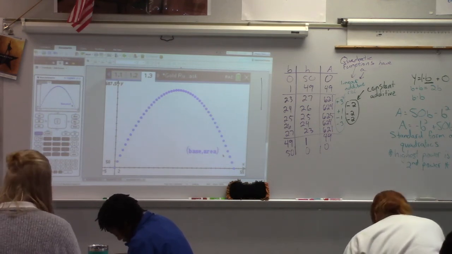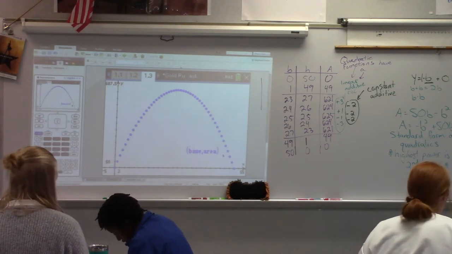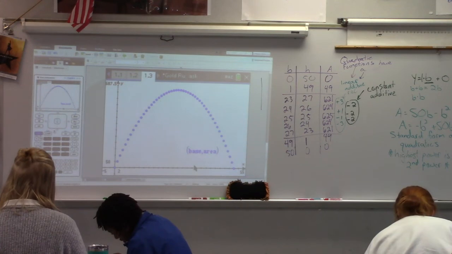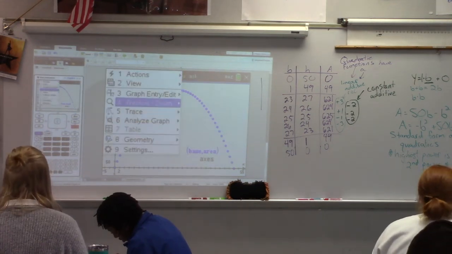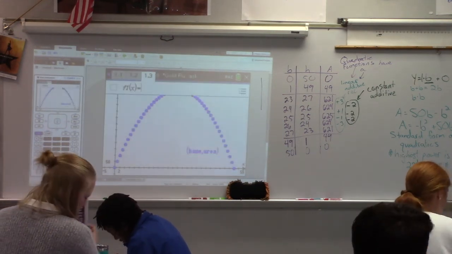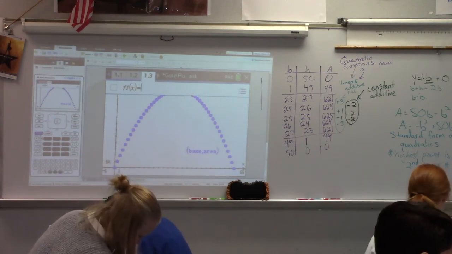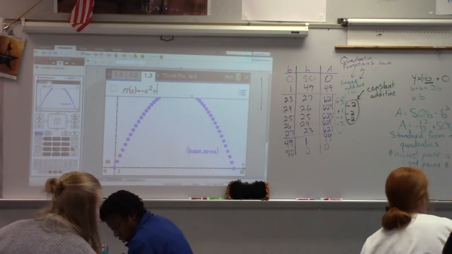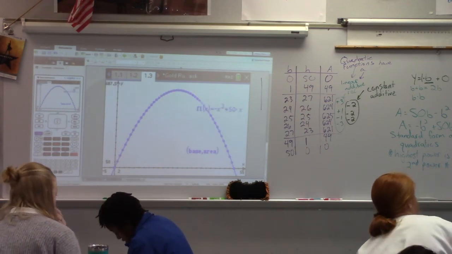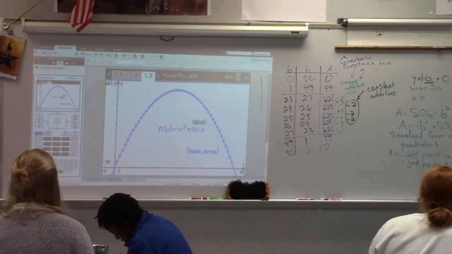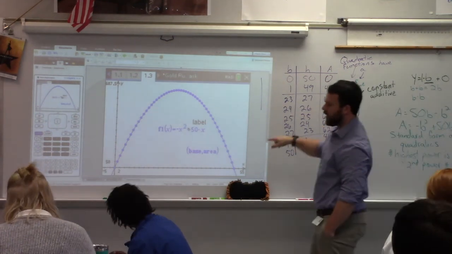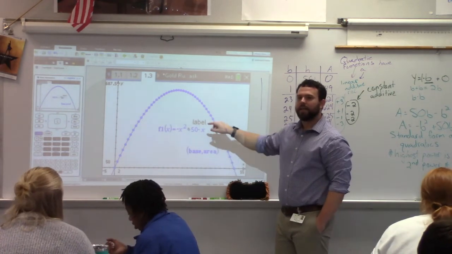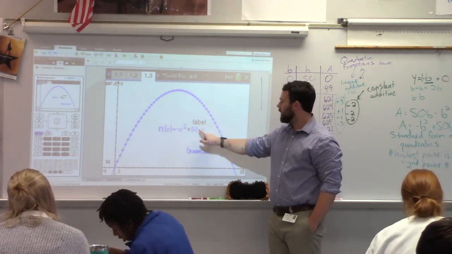Okay, so now we can put in the function. I'm going to just do this quickly. You don't need to, but I do want you to see the function. Negative b squared plus 50b? Or negative x squared plus 50x. You see how every single point is on that curve, on that function there? Remember, the whole point is that each of those points will make that equation true.